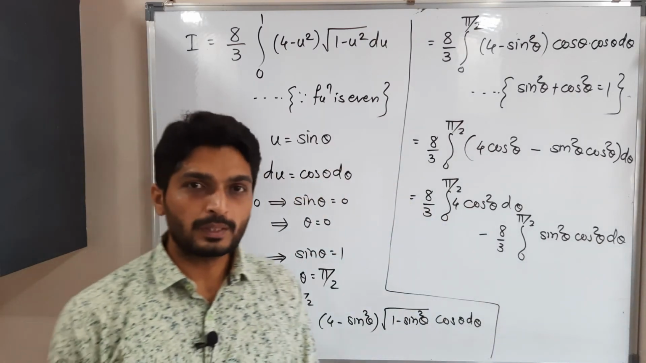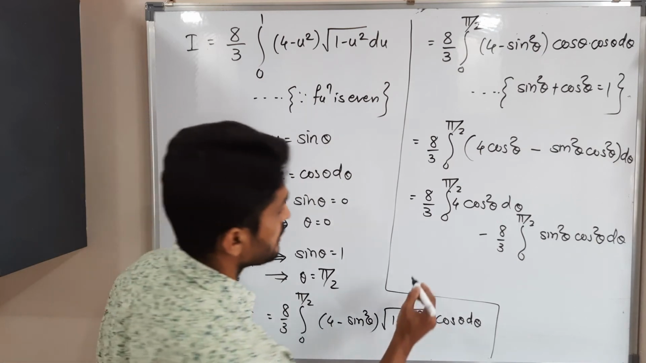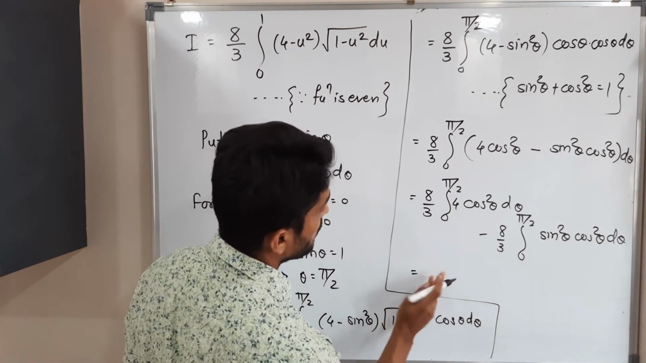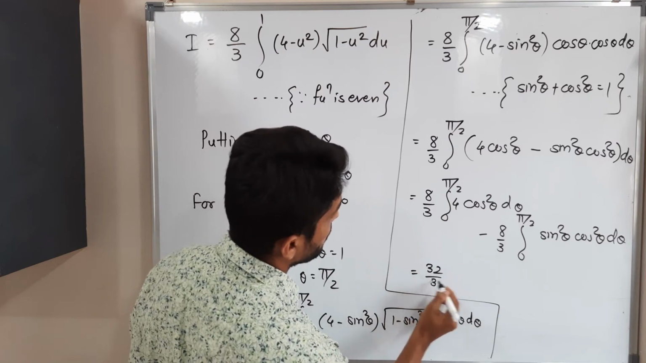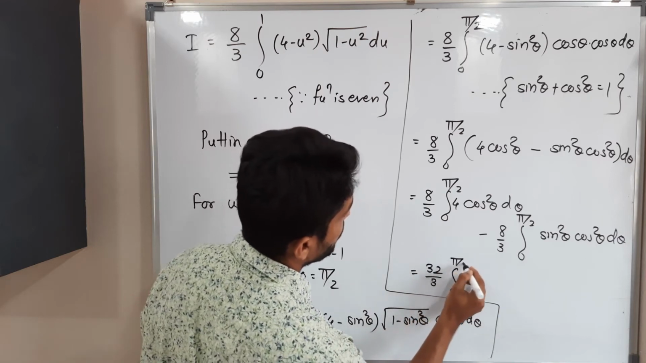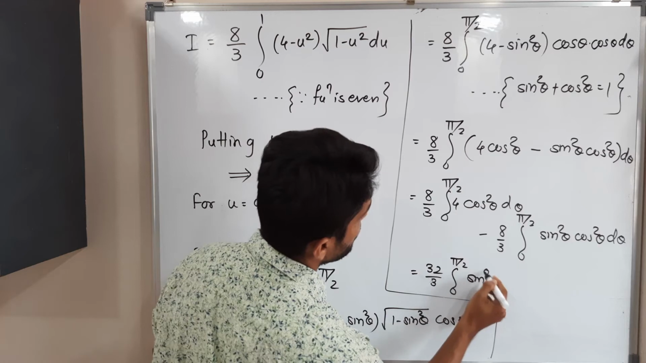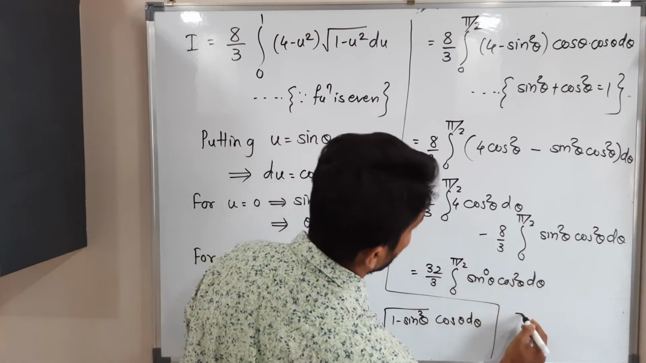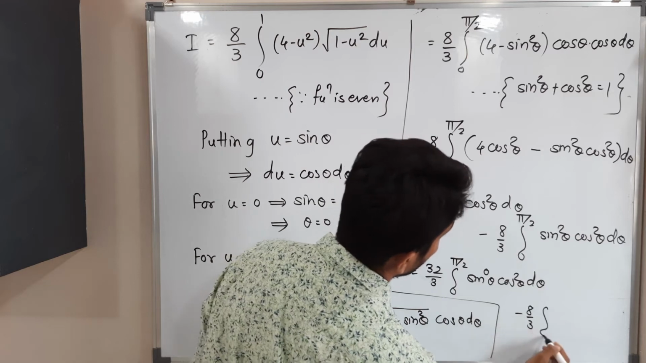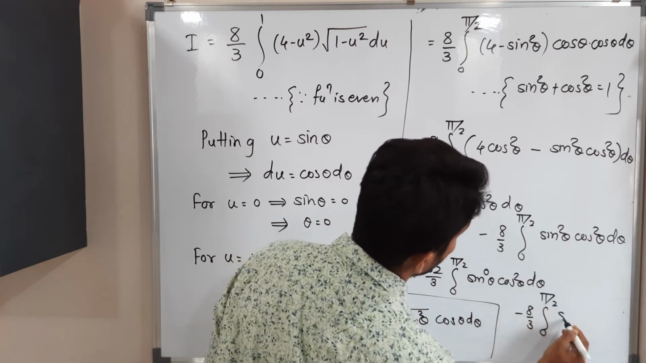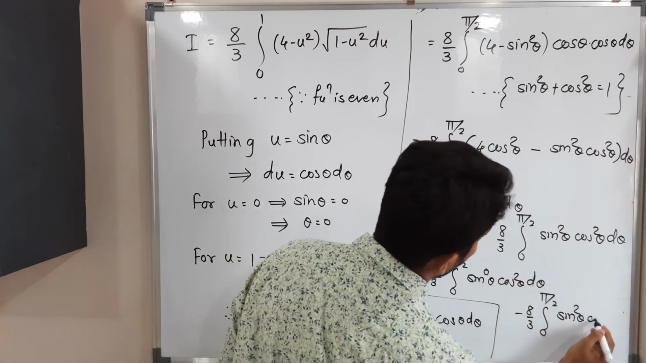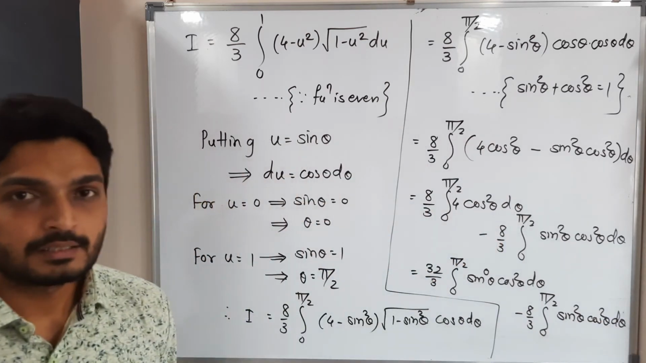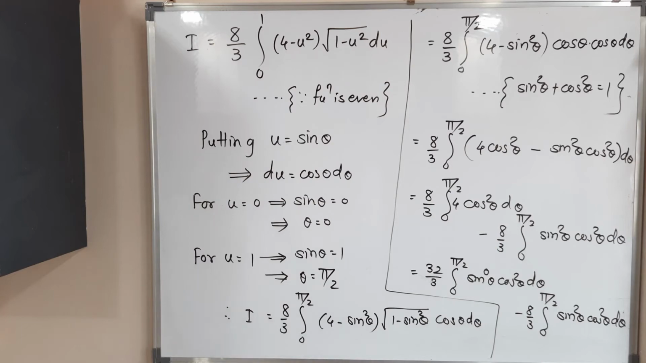Okay. So now we can easily adjust beta gamma function. So this is equal to 8 by 3. 4 I will take outside. So it will be 32 by 3, integration 0 to pi by 2, sin raised to 0 theta, cos square theta d theta, minus here 8 by 3, integration 0 to pi by 2, sin square theta cos square theta d theta. Okay. See, there is no more space to write. Make a screenshot of it.